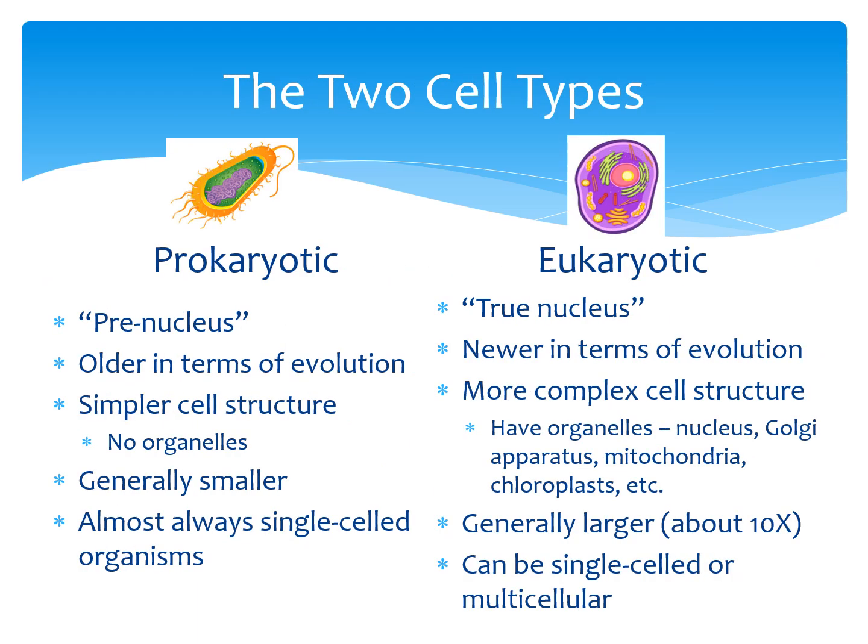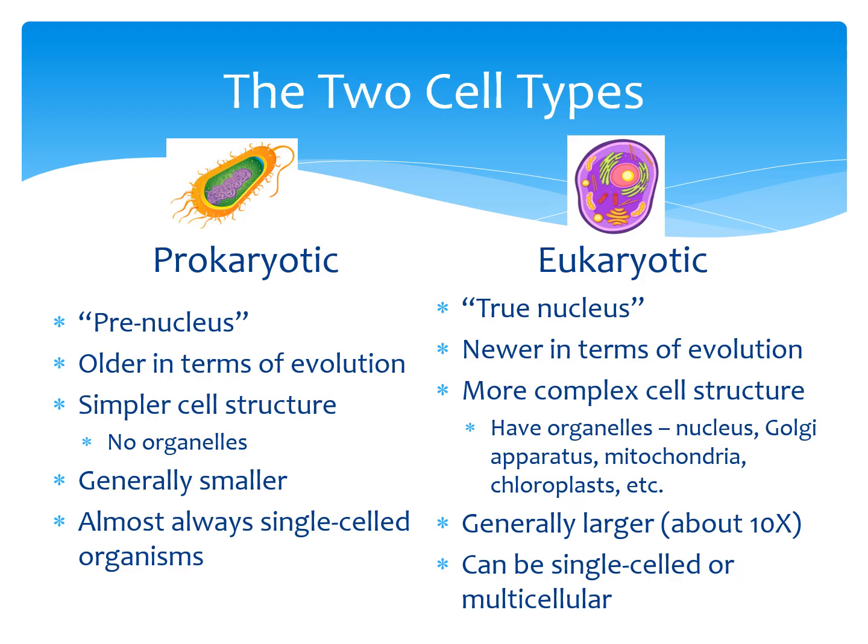Now, I said that there were two types of cells that were really important. We have prokaryotic cells and eukaryotic cells. What prokaryotic means is pre-nucleus. There is a very important feature about prokaryotic cells, and it is that they do not have a nucleus, nor do they have any of the classic organelles that a eukaryotic cell contains. They are generally much smaller than eukaryotic cells, and they are almost always single-celled organisms, but not always.